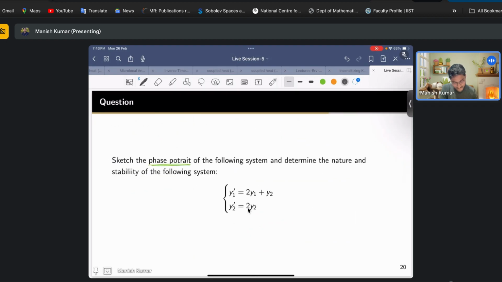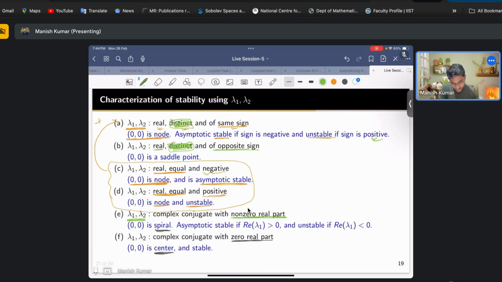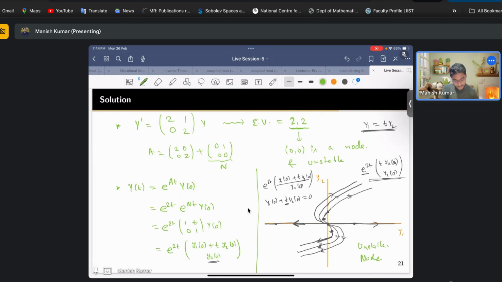Okay, so this is unstable. You can clearly see that this is unstable, and the eigenvalues are, what do we say, the same and of same sign, so that means they are node. So this is unstable node. Okay, so this one, where did I write this one, the first condition? Okay, they are real and of same sign. Okay, so these are nodes, unstable node, what I wrote here.